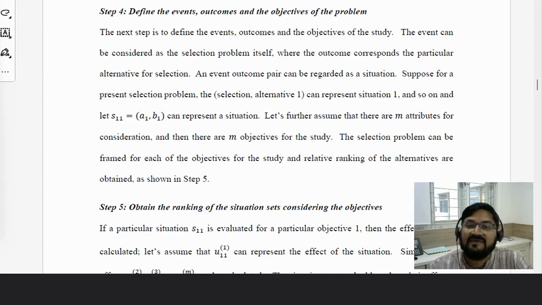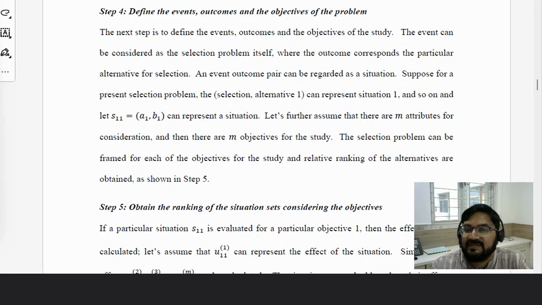Okay. Then the fourth step, now the weight part is over, is about the event, outcome and the objective of the problem we have to determine. So what is the event, what is an outcome, and what is the objective? The event, maybe we can say it is a selection problem, right? You are going to select or choose something from the set of alternatives. So an event becomes an event-outcome pair. So you have to choose something with an alternative.